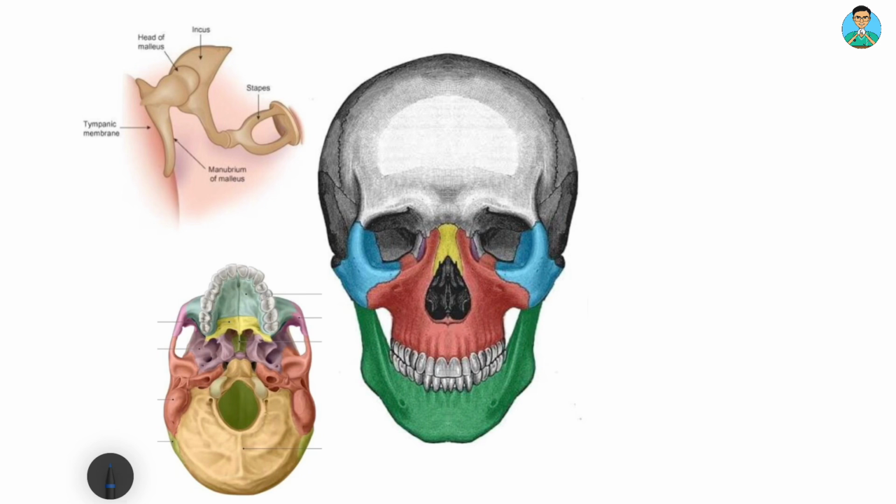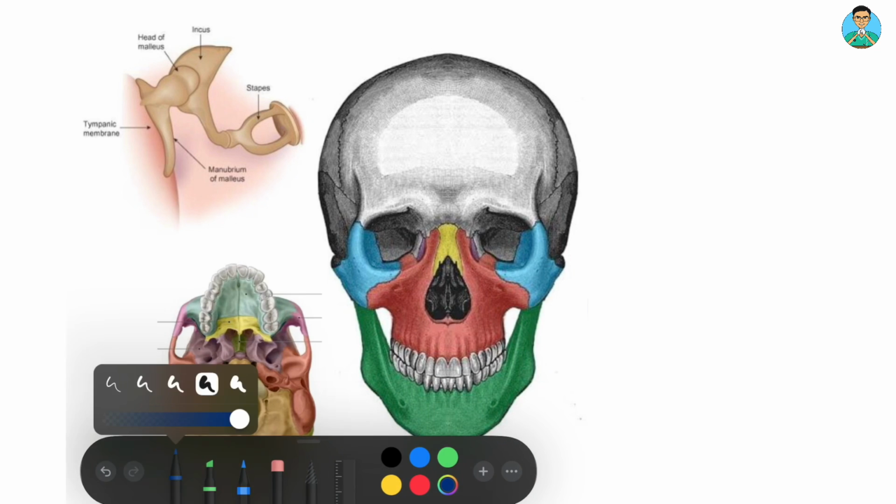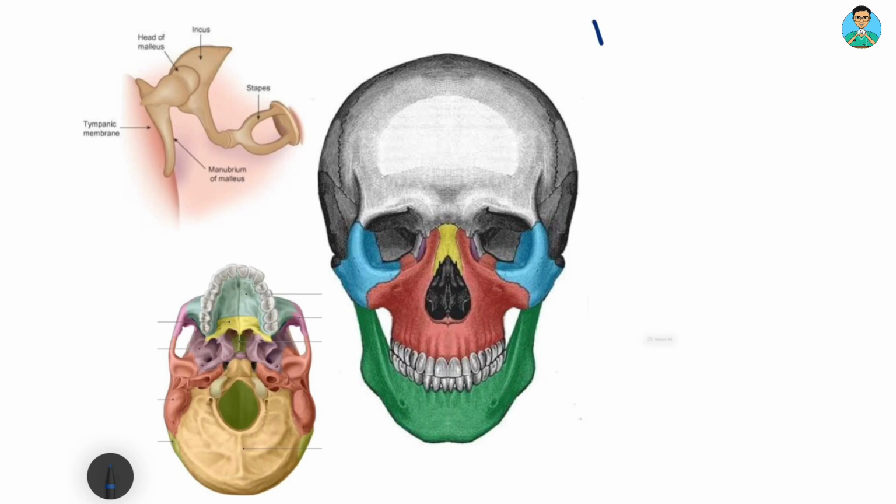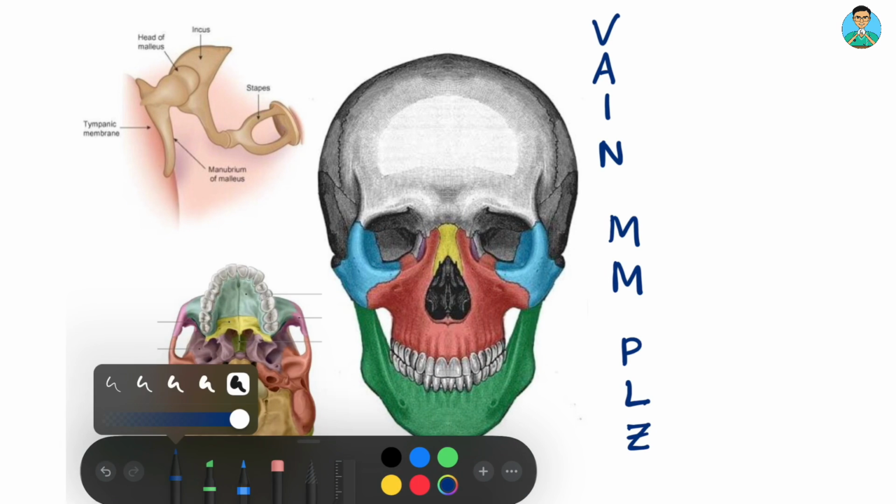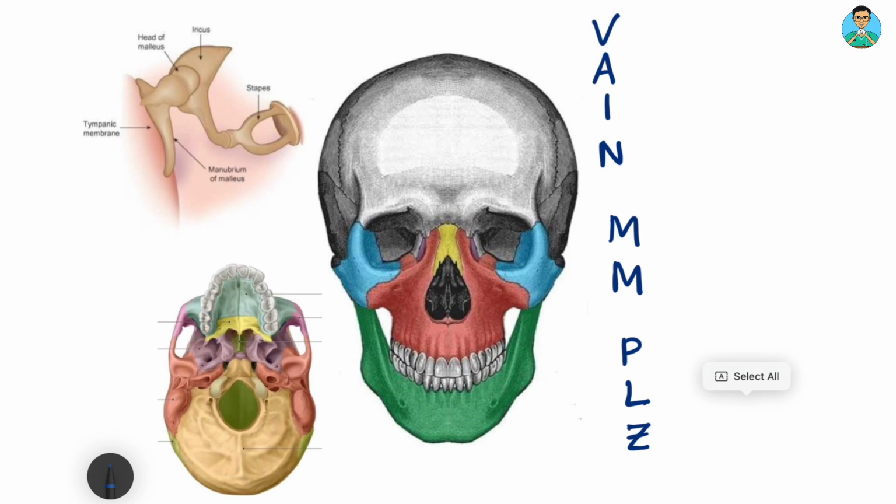Remembering the exact details of the facial bones can be a really daunting task. We have a mnemonic to simplify that game for you. So the mnemonic reads: vein, please. Let us understand one by one.